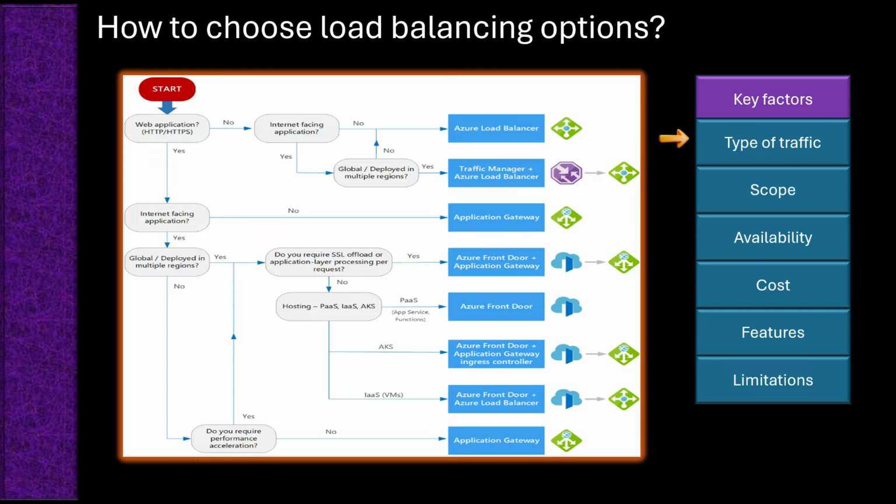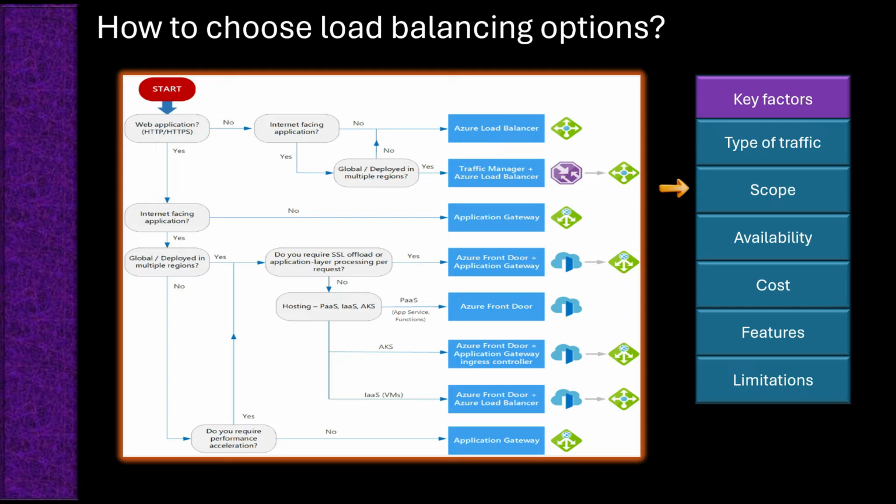First, determine the type of traffic your application handles. For example, is it a web application delivering content over HTTP or HTTPS, or is it handling other types of requests? Additionally, consider whether the application is public facing, meaning accessible over the internet, or private, meaning internal to your organization. These distinctions will influence the types of load balancers available and suitable for your application.